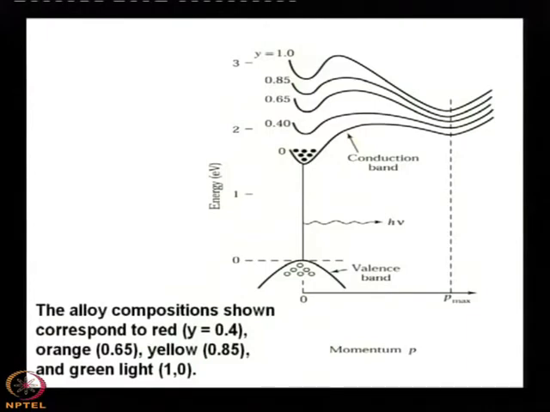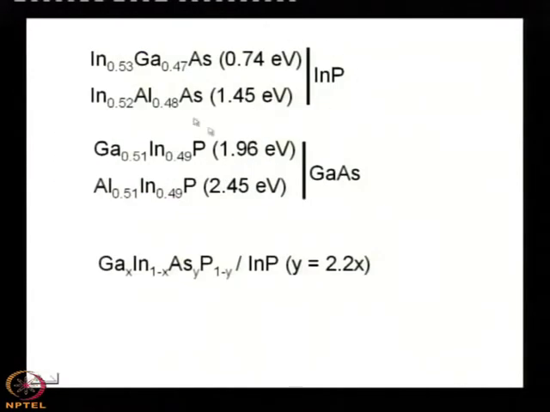So, that is constant. And you see that these are the materials which are lattice matched to this substrate. That means, if you talk about indium gallium arsenide, it is lattice matched to indium phosphide. Then indium aluminum arsenide, it is lattice matched to indium phosphide. Gallium indium phosphide with this composition only, it is lattice matched to gallium arsenide. Aluminum indium phosphide, for this composition it is lattice matched to gallium arsenide.